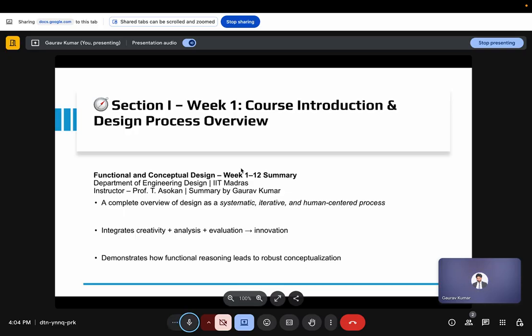Creativity is encouraged but disciplined. By the end, students understand how functional reasoning scaffolds robust conceptualizations that stand up to feasibility, cost, reliability, and user value.